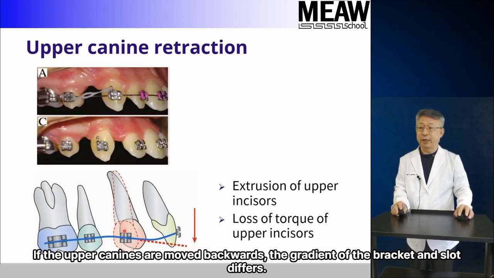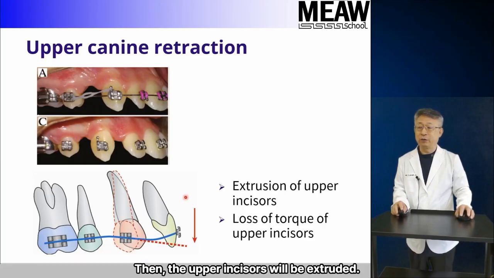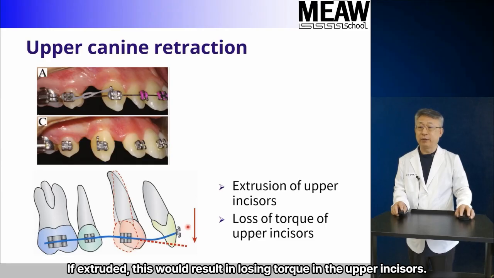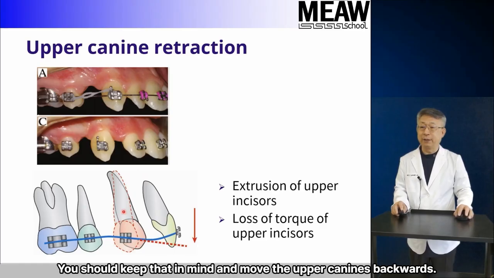If the upper canines are moved backwards, the gradient of the bracket and slot differs. Then, the upper incisors will be extruded. If extruded, this would result in losing torque in the upper incisors. You should keep that in mind and move the upper canines backwards.